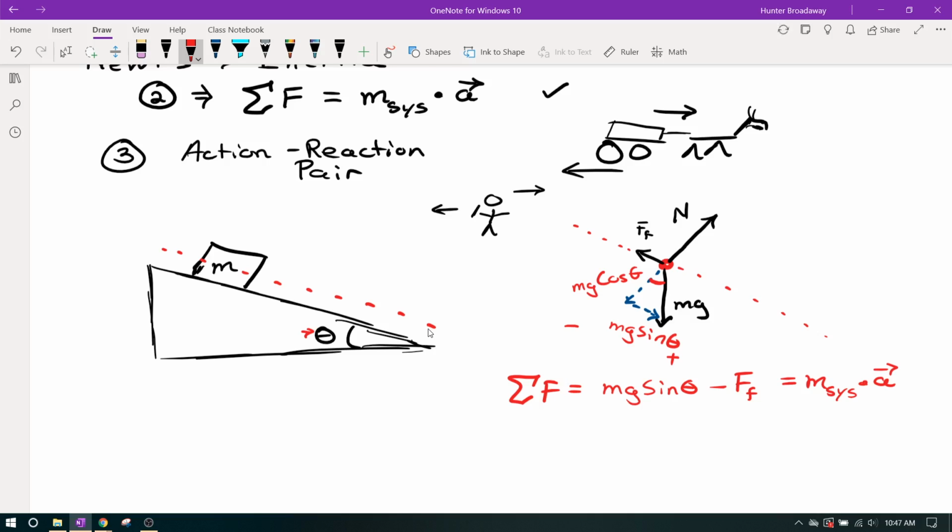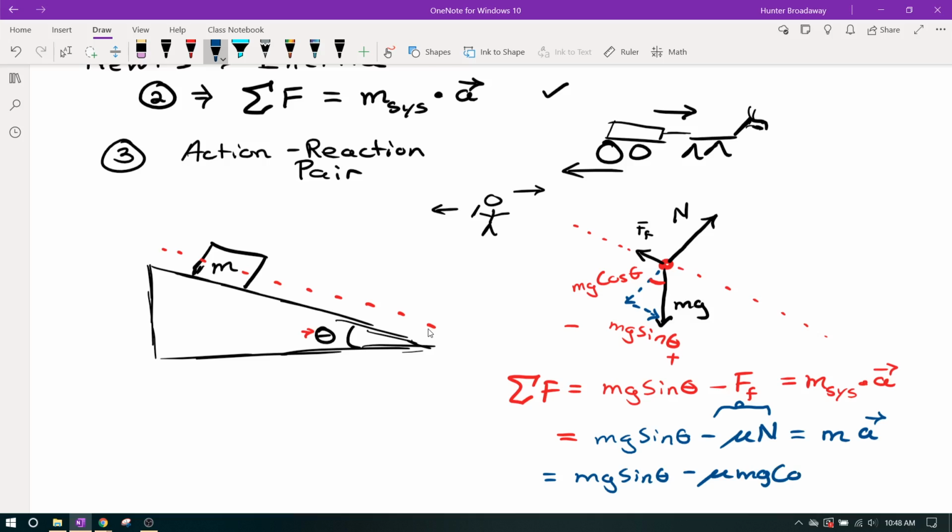Okay, so we got mg sine theta minus the force of friction is equal to the mass of the system times acceleration. The force of friction has an actual formula for it. I can't just write f of f. So that would be mg sine theta minus friction, so that'd be mu N, and that's equal to the mass of the system. Since it's just a block, I'm just going to write that as m times acceleration. And there we go. The N in this case is equal to mg cosine theta. So mg sine theta minus mu mg cosine theta equals ma.